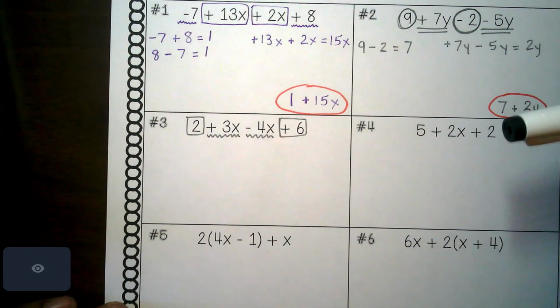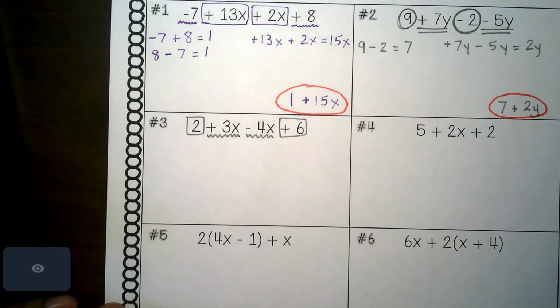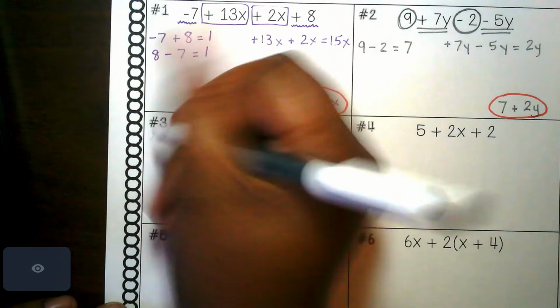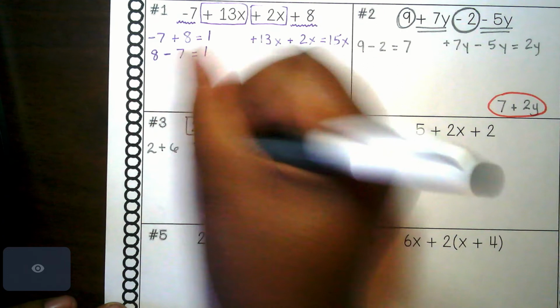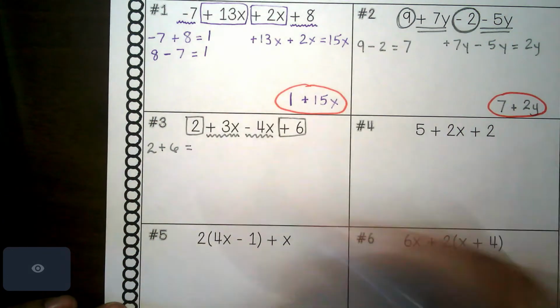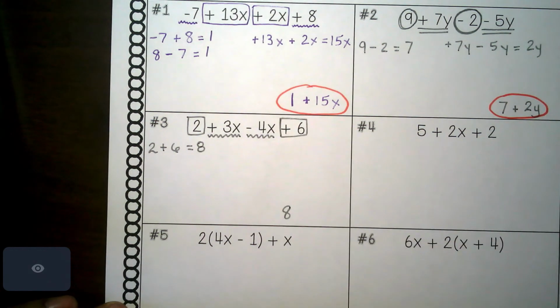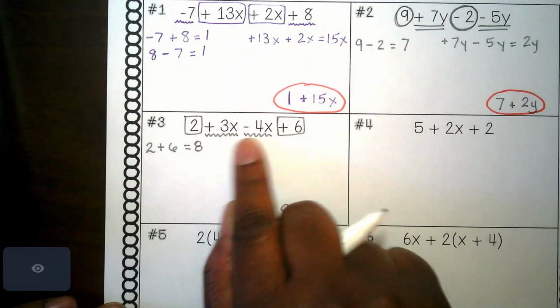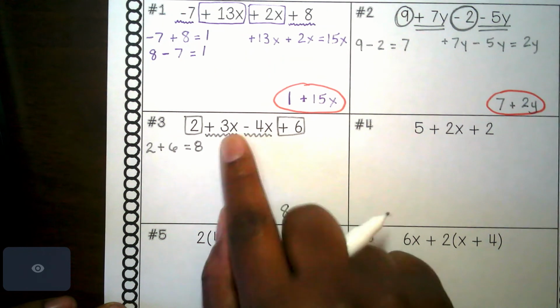All right, so let's go ahead and pull these. And this one is a tricky one, so I'm going to show you how to work this one as well. All right, so I have my 2 plus my 6, and 2 plus 6 equals 8. So I know that that 8 is going into my final summary. All right, so now I have to go ahead and look at this 3x minus 4x. All right, 3x minus 4x.